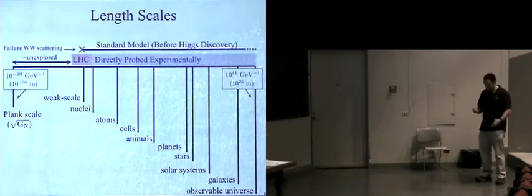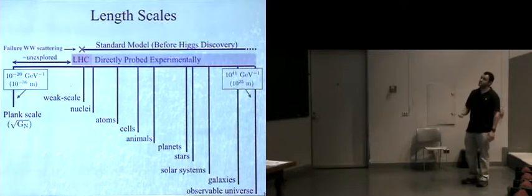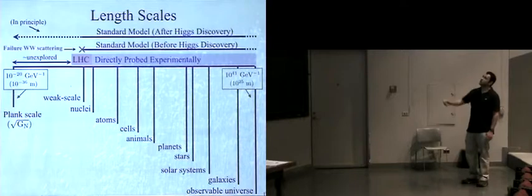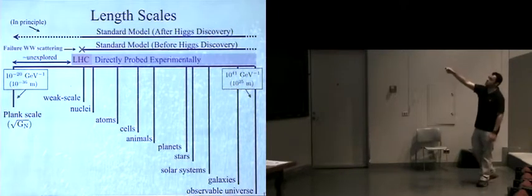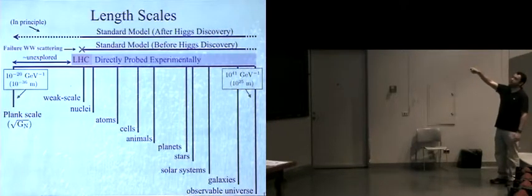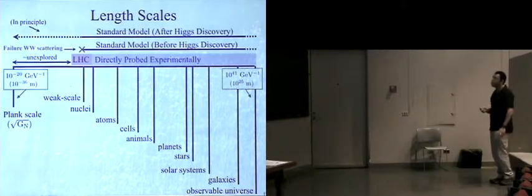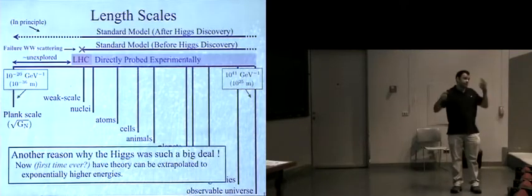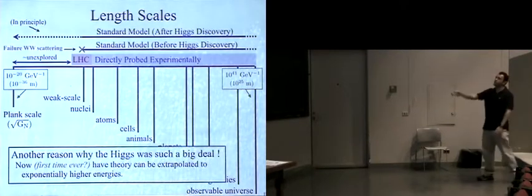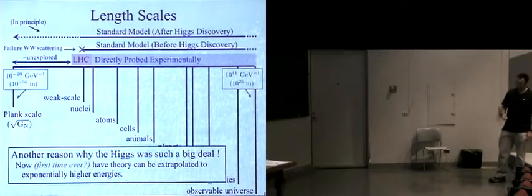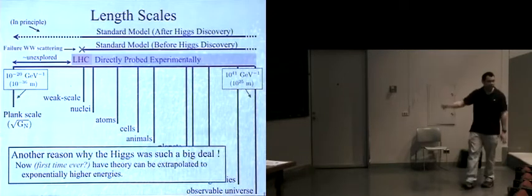Now, of course, one of the big things that the Higgs did was solve this problem and make sense of these scatterings. So now the standard model after the Higgs discovery looks like this. We understand everything up to this point, and in principle, the theory also works all the way up to here. Okay, so this is another reason why the discovery of the Higgs was such a big deal. Before, we had a theory that we knew was going to break down right around the corner, and before the LHC turned on, we were very close to that point. Now we have a theory that, in principle, can be extrapolated to exponentially higher energies.